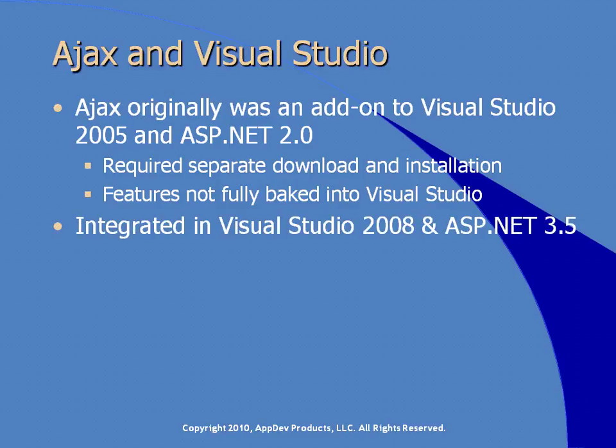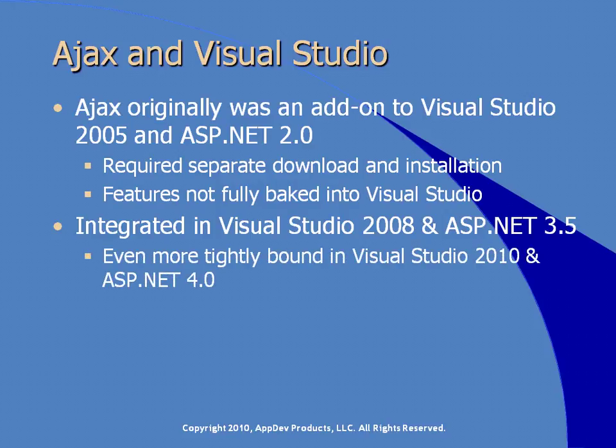But then, in Visual Studio 2008 and ASP.NET 3.5, Microsoft built AJAX into the framework and the Visual Studio tools, so that every ASP.NET application that you develop has all the controls and libraries necessary for both server and client-side AJAX. And then, in Visual Studio 2010 and ASP.NET 4.0, those tools made the AJAX framework even more tightly bound to the development environment and framework, so that using AJAX is now nearly seamless.